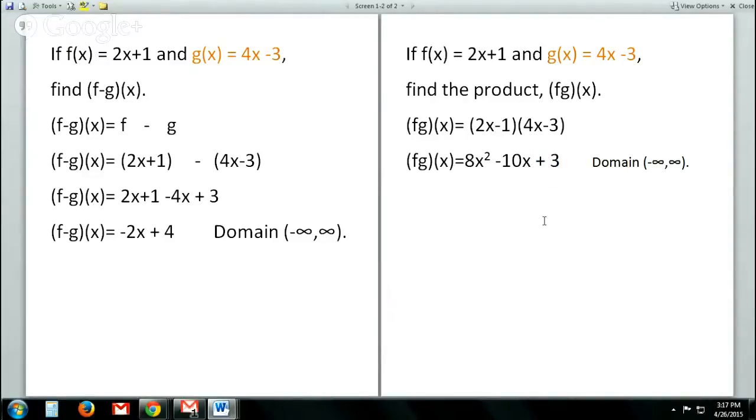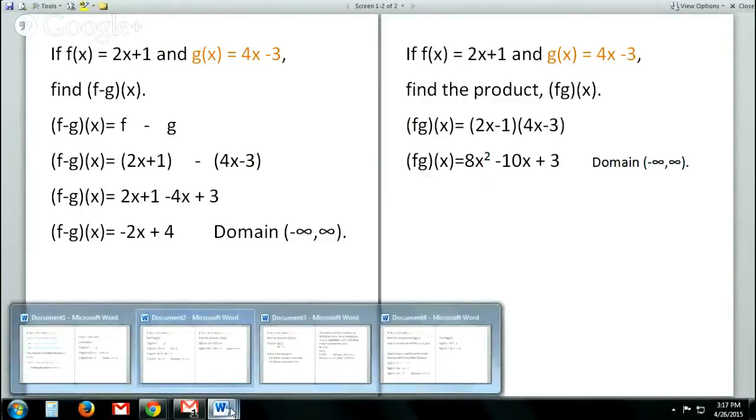Is there a fraction or a square root? There's not. So the domain is from negative infinity to positive infinity. This has a square, but it didn't have a square root. Squares do not restrict the domain. Only square roots restrict the domain.